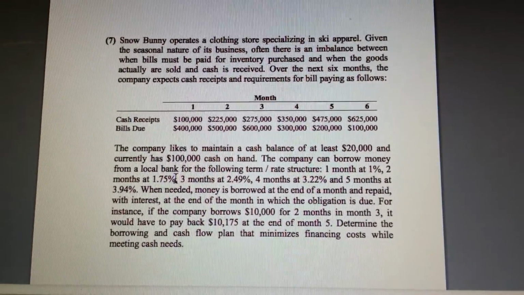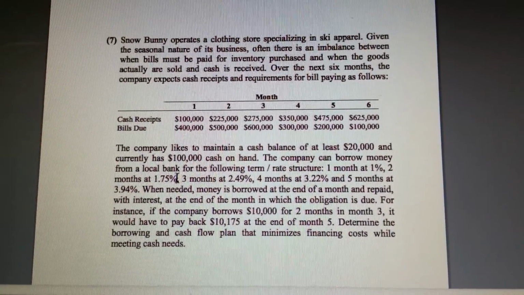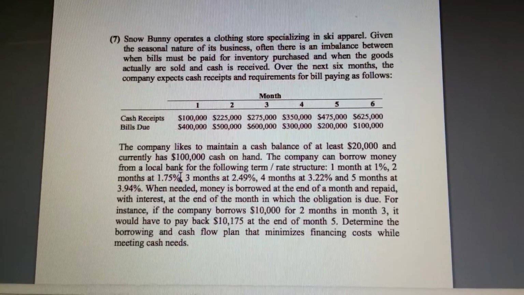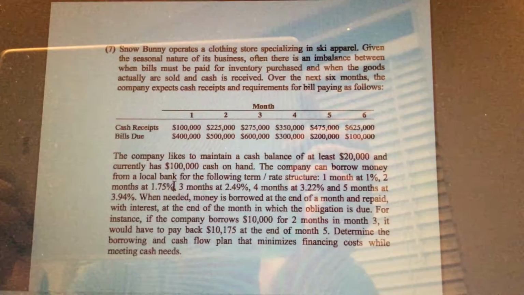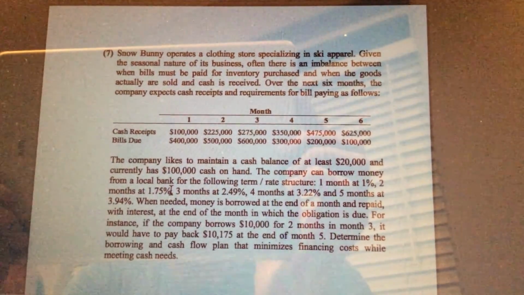So for instance, if the company borrows $10,000 for 2 months, beginning in month 3, it will have to pay back $10,000 plus the interest it paid. So if it's a 2-month loan, the interest is 1.75%. And so therefore it'll pay back $10,175 at the end of month 5.